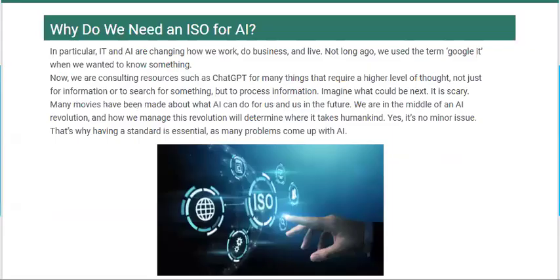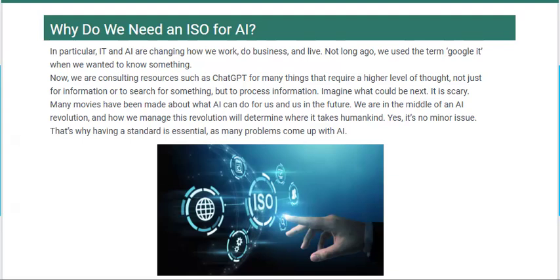Why do we need an ISO for AI? In particular, IT and AI are changing how we work, do business, and live. Not long ago, we used the term Google it when we wanted to know something. Now, we are consulting resources such as ChatGPT for many things that require a higher level of thought, not just for information or to search for something, but to process information. Imagine what could be next.